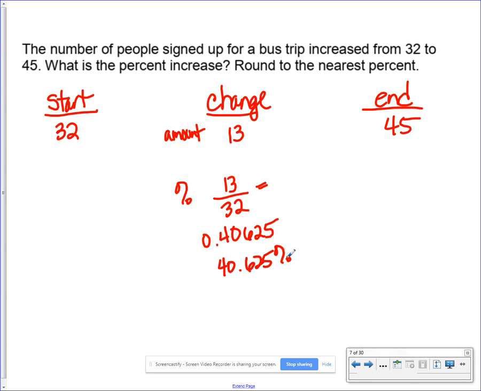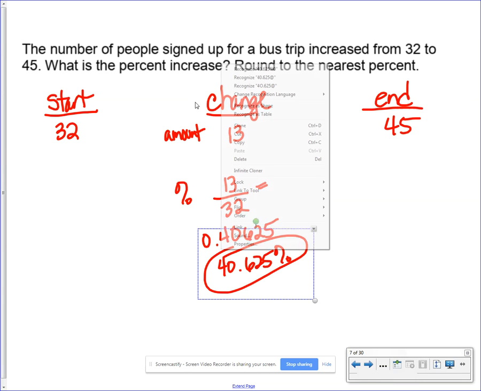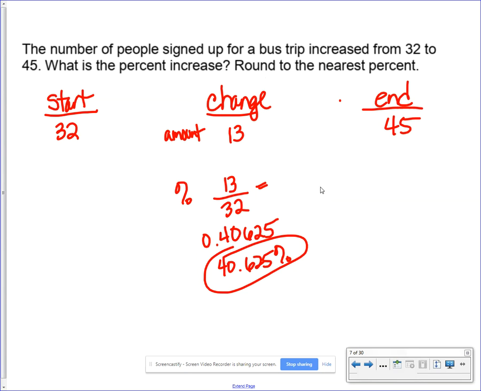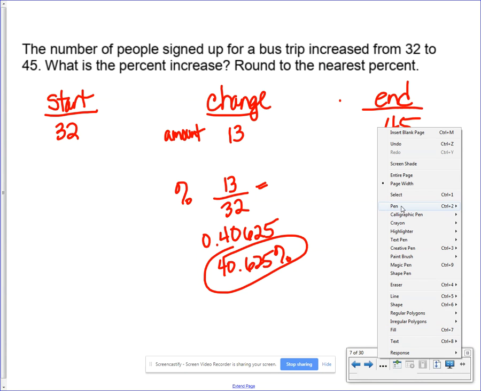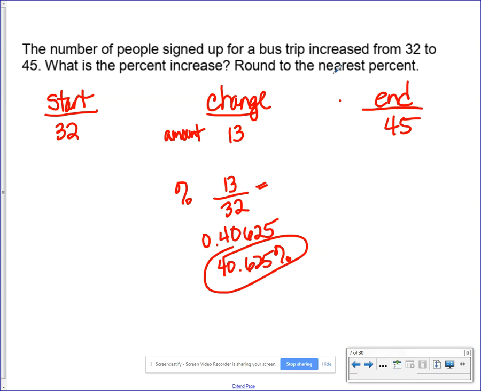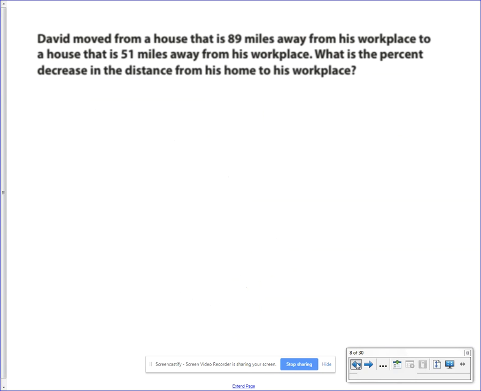Let's turn that into a percent: 40.625, or 40 5/8%. Oh, wait, we're not done. I had to go back and read our instructions. This time it said, will you round this to the nearest percent? So round this to the nearest whole number. That would be approximately 41%. Now we're done. Whew, glad I went and read that.